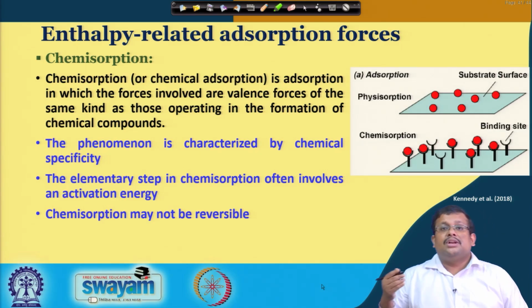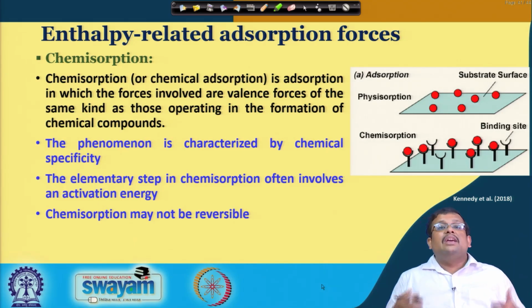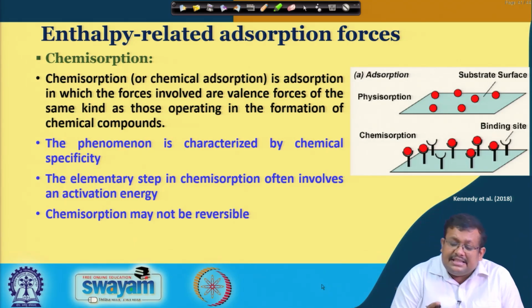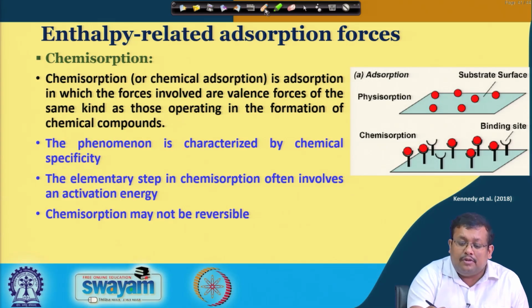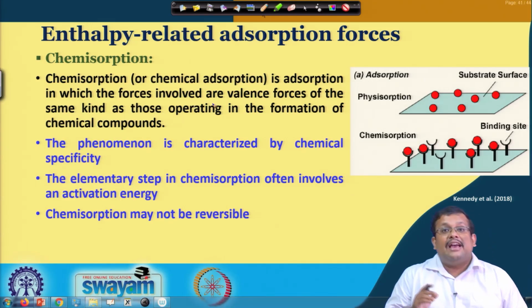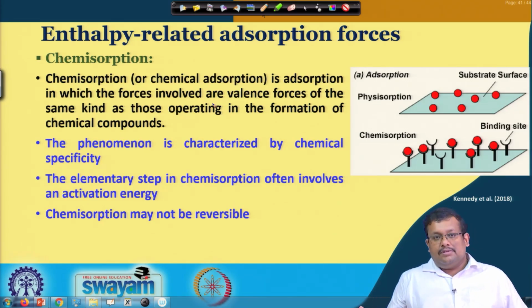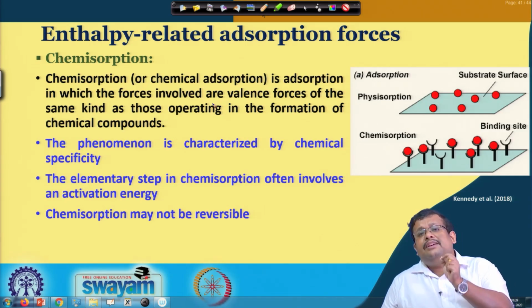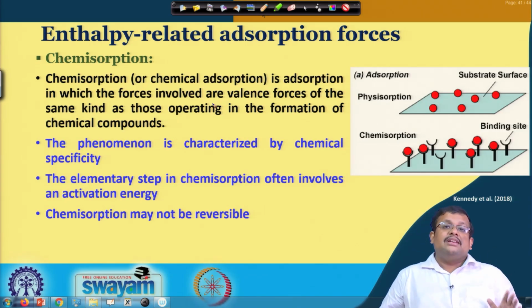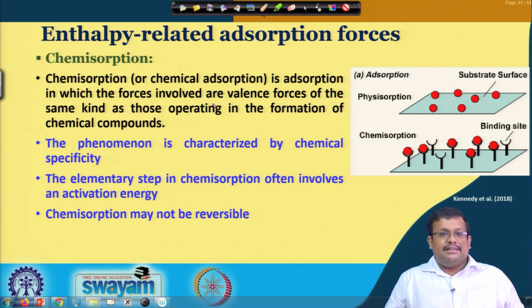Now, chemisorption is the short form of chemical adsorption. This is an adsorption in which the forces involved are valence forces of the same kind as those operating in the formation of chemical compounds. It has some specific features, as you can see.